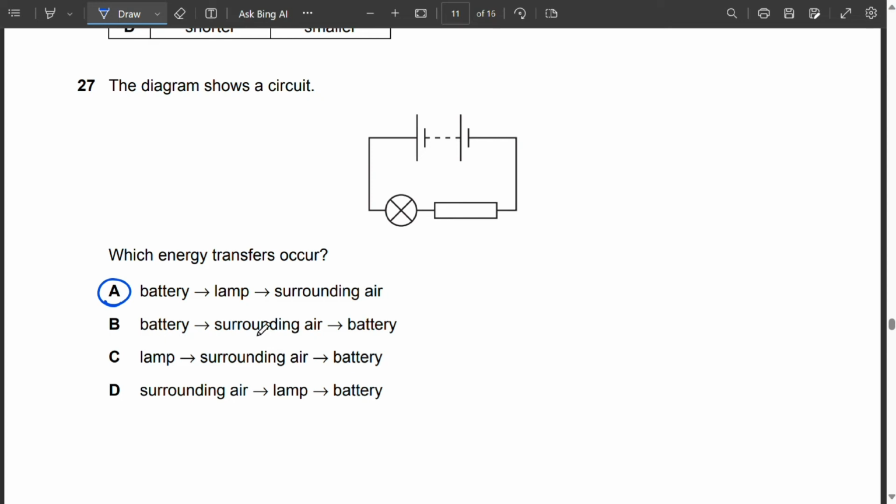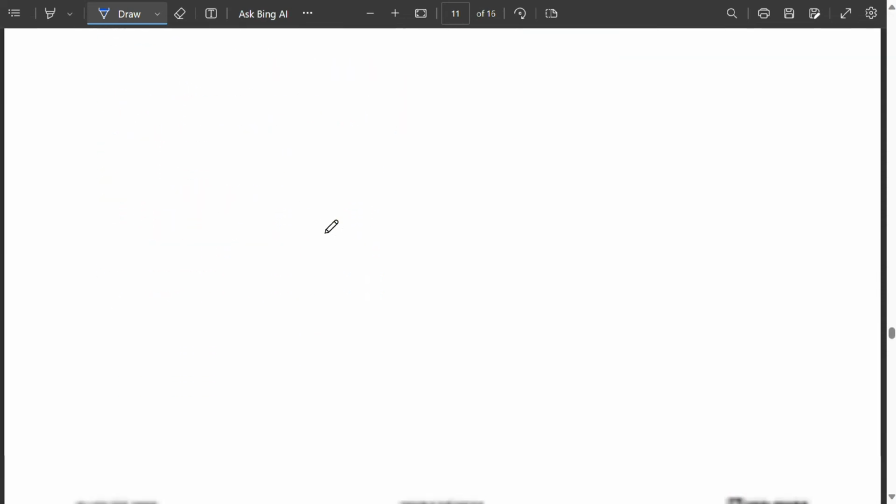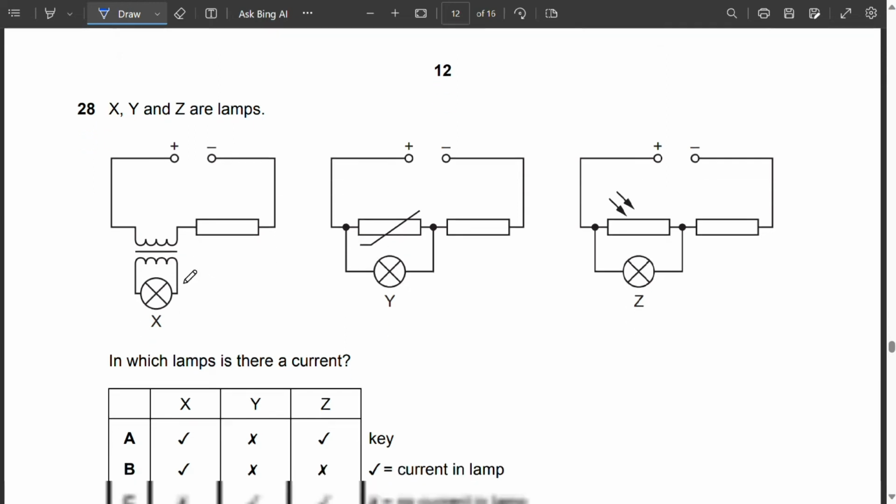As you can see, battery to surrounding air is not possible. Lamp, no. So it's basically the battery which is giving to the lamp, and the lamp, though giving out light, also gets heated up, because of which the heat energy is lost to the surroundings. Okay, 28.